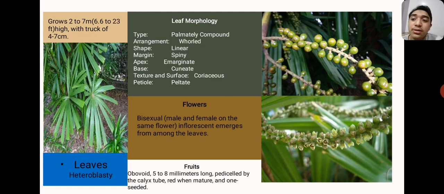From my observation, flowers are bisexual, male and female on the same flower, and flowers emerge from among the leaves. The fruits are ovoid, 5 to 8 millimeters long, pedicelled by the calyx tube, red when mature and one-seeded. Here, this is the seed, and the leaves are heteroblastic.